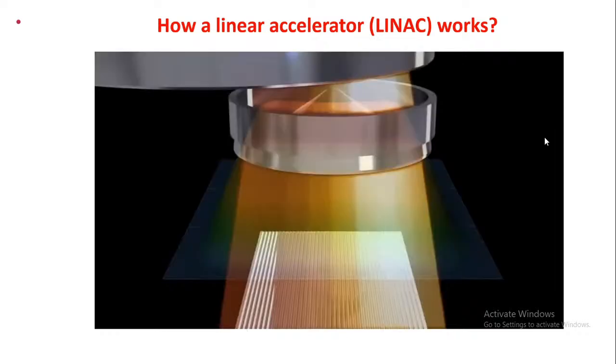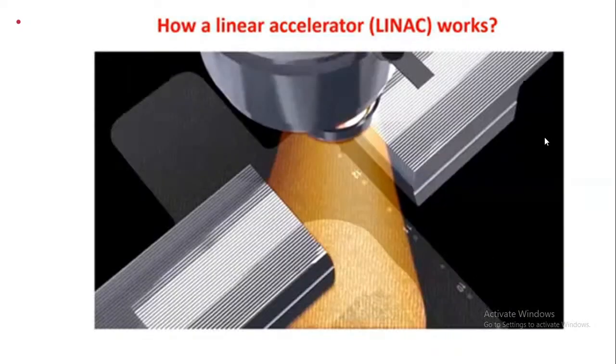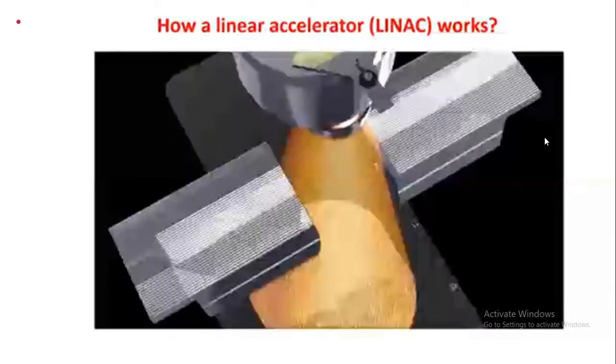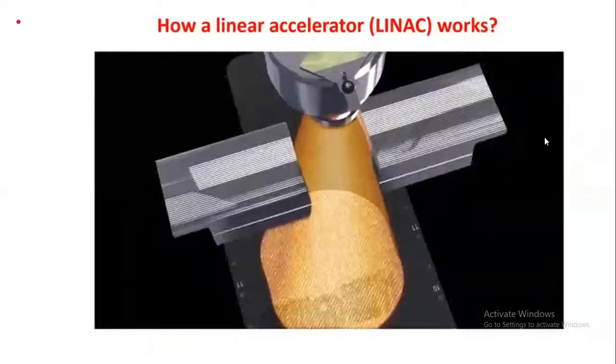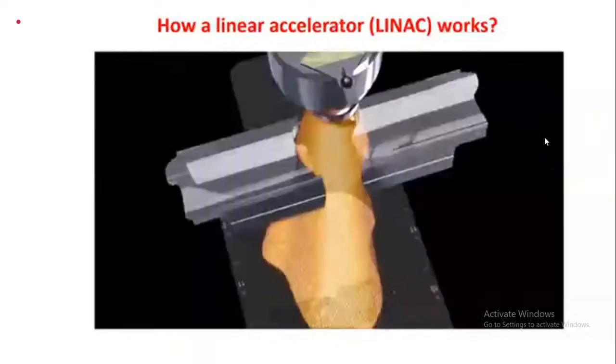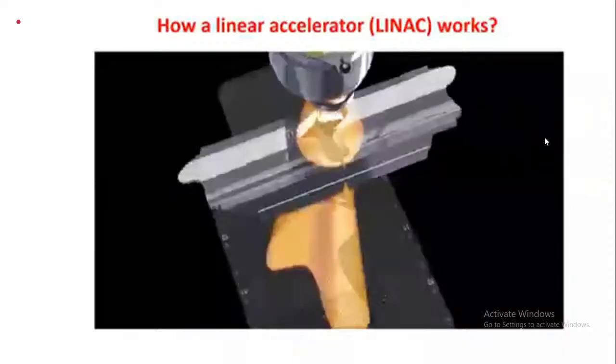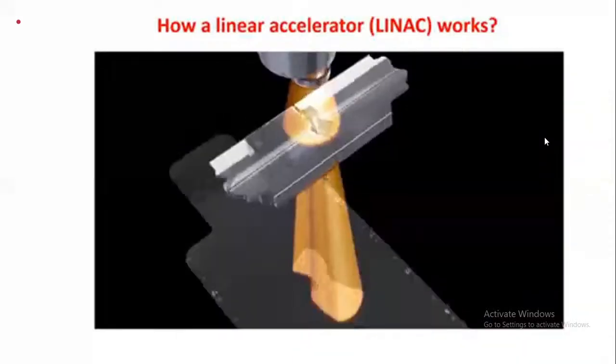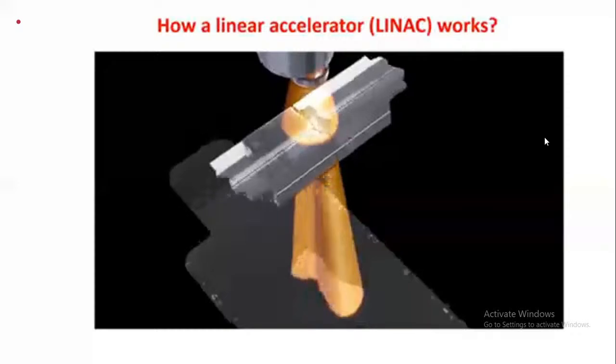Before that, further beam shaping is required to ensure that the shape of the delivered X-ray beam matches the shape of the tumor. This is done using a multi-leaf collimator, a number of fine tungsten leaves which move independently of one another and can create a variety of complex treatment shapes.